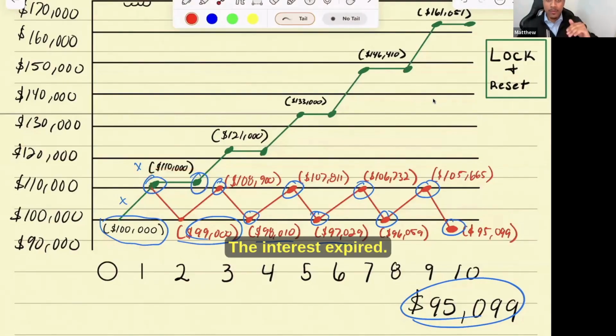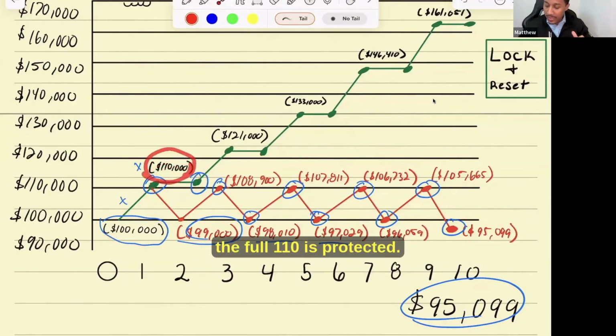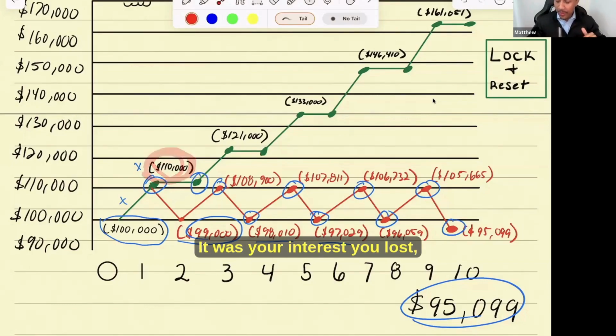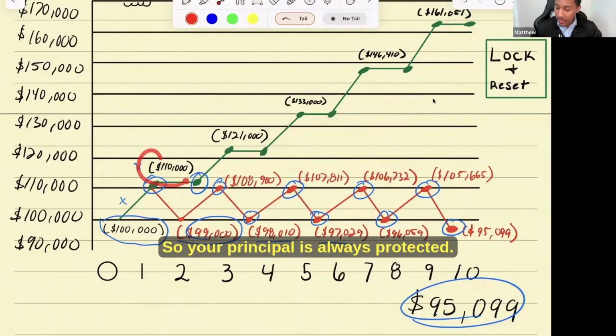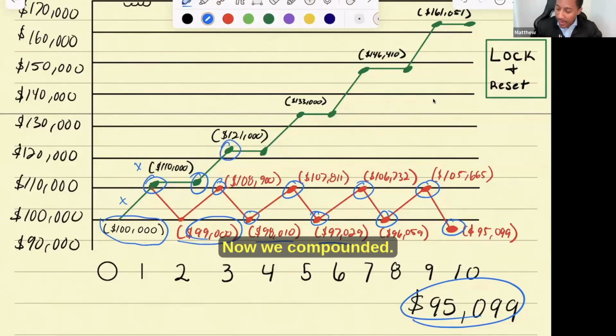This is where the interest expired, the upside option expired, and this is your principal balance. Your principal balance, the full 110, is protected. It was your interest you lost, not your principal. So your principal is always protected. And then we're going to wait for the market to rebound. It goes up 10%. Now we compounded. Now our account balance is 121,000.